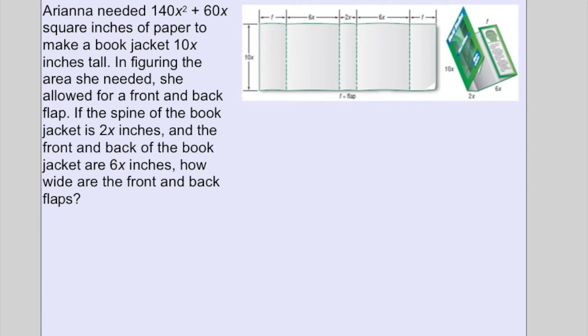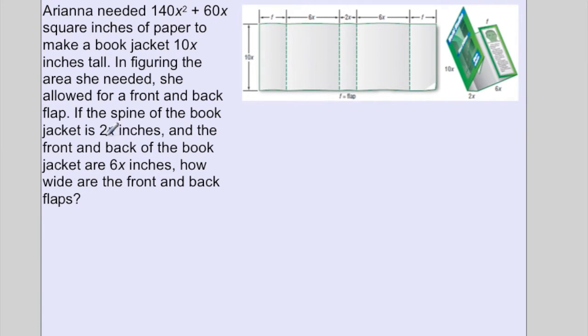So we have an example. Ariana needed 140x squared plus 60x square inches of paper to make a book jacket 10 inches tall. In figuring the area she needed, she allowed for a front and back flap. If the spine of the book jacket is 2x inches and the front and the back of the jacket are 6x inches, how wide are the front and back flaps?